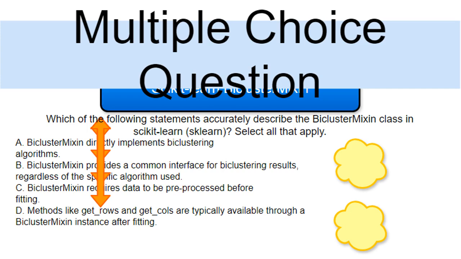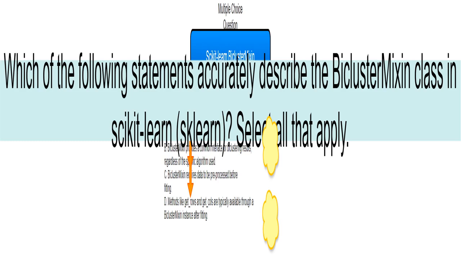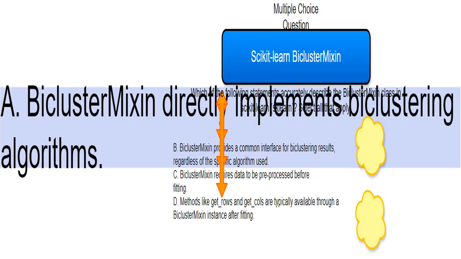This is simply indicating that what follows is a multiple-choice question, testing understanding of the BiclusterMixin class. I'm asking you to identify which statements correctly explain what the BiclusterMixin class does in Sklearn. Multiple answers might be correct. This statement suggests that the BiclusterMixin class itself performs biclustering.